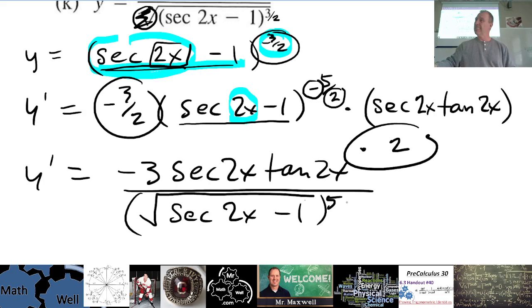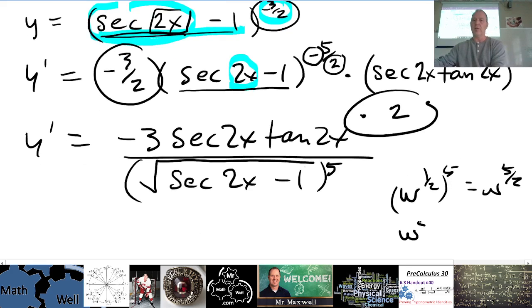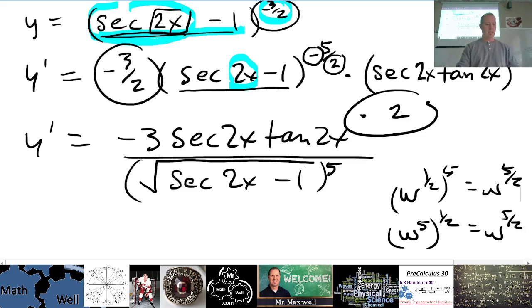Like if you had w to the 1/2, which is what we have here, and then I take it to the 5, that's w to the 5 over 2. If you have w to the 5 and then you take it to the power of 1/2, with the 5 inside applying to this first, you would still have w to the 5 over 2. So it doesn't matter which order. But I think that should be the answer there.